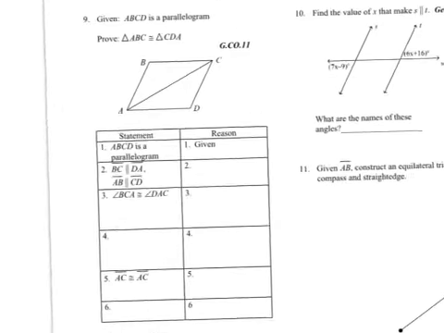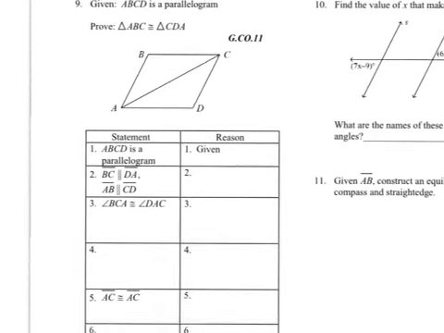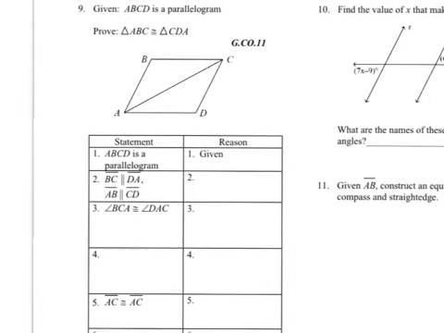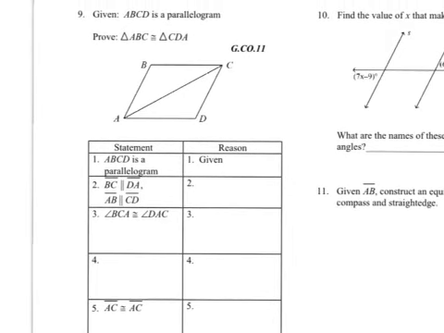So question number 9 is again another proof. So I'm just going to look at the bottom. First of all, they do tell me at the top that it's a parallelogram, and they tell me they want us to prove triangle ABC, which is this one, is congruent to ACDA, which is this one. So I'm going to see what they ask us to do at the bottom first.